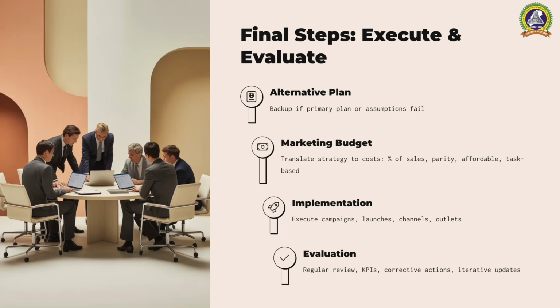There are several methods to allocate this budget. A common one is basing it on a percentage of revenue. Other methods include the comparative method, which is also called matching competitors, the all-you-can-afford method, or the task method, which is budgeting based on the cost of the tasks needed to achieve the objective.